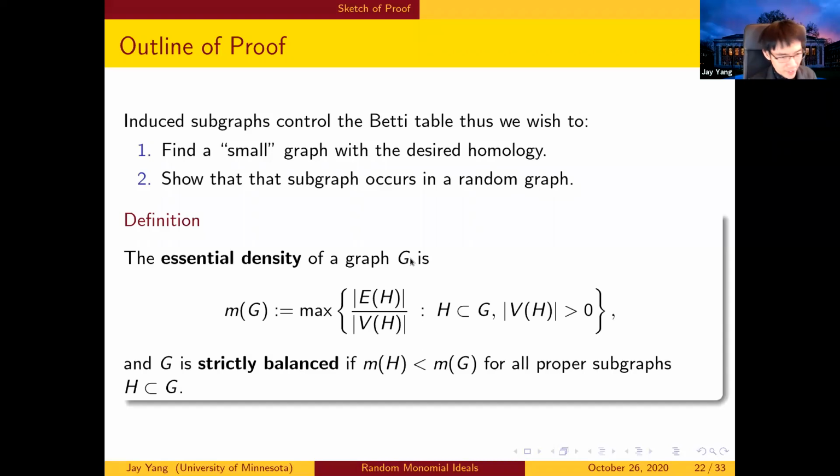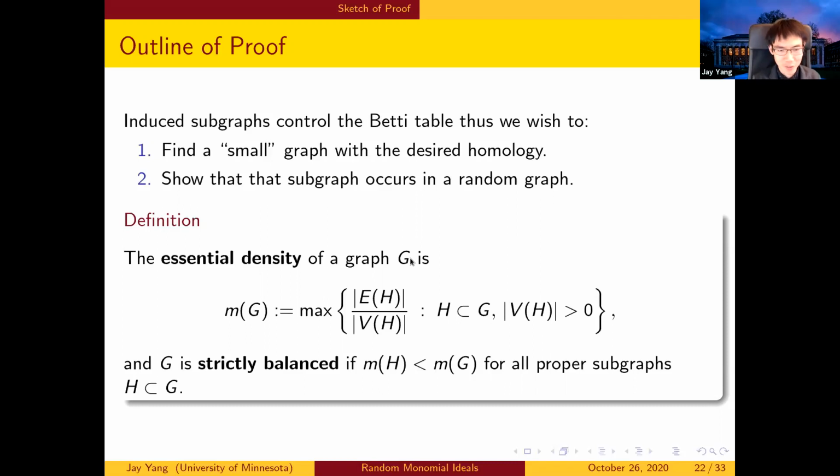And so our tool here is this essential density. This is our measure of small. We want a graph with a small essential density. You can talk about the density as the number of edges divided by the number of vertices. How many vertices, what is the average degree? And the essential density is simply the maximum of that density over all subgraphs, all induced subgraphs.